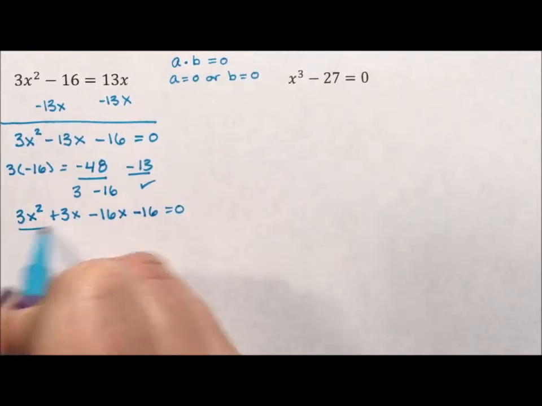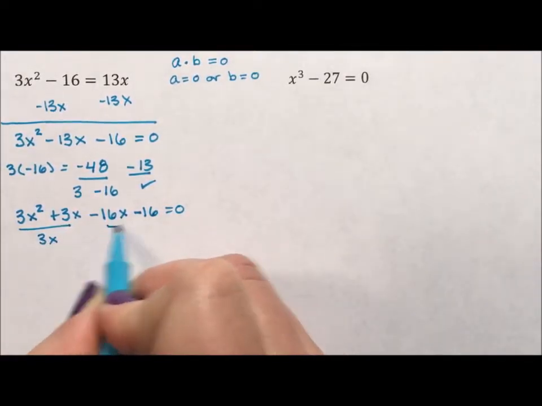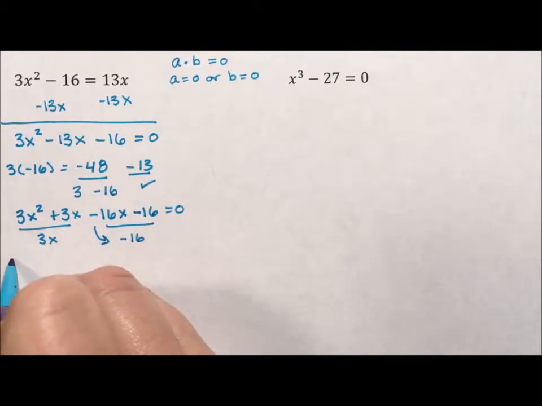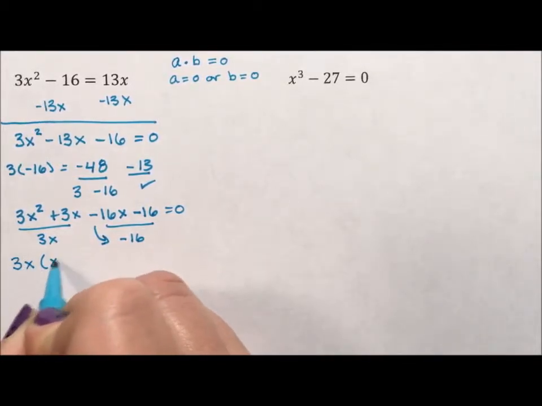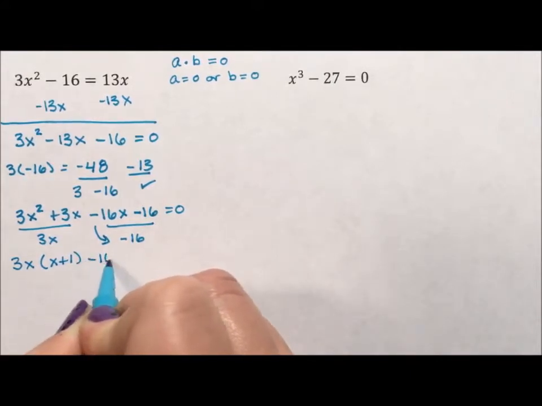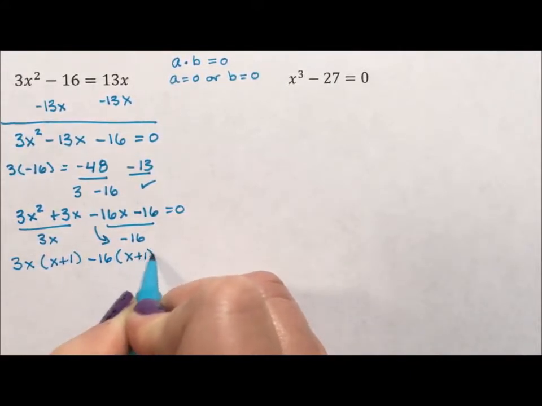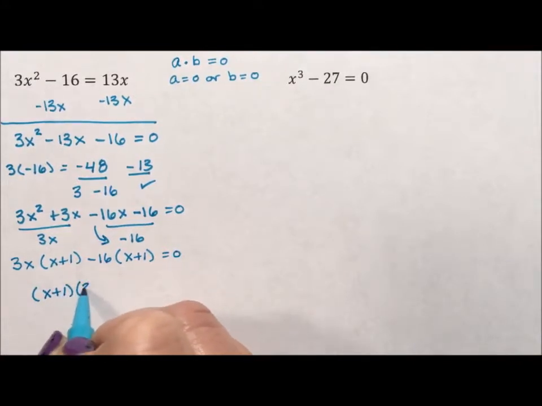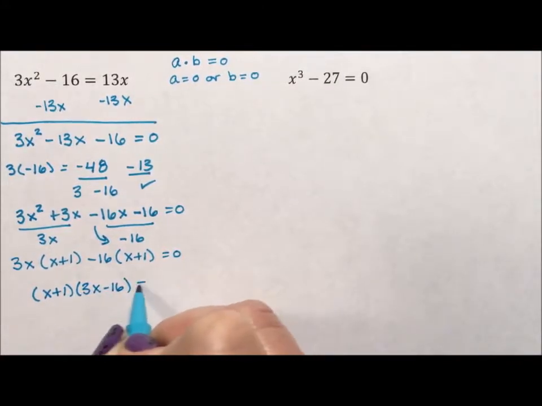equals 0. I'm going to pull a 3x out of the first two and a negative 16 out of the second two terms. 3x times x plus 1 minus 16 times x plus 1 equals 0, which gives x plus 1 times 3x minus 16 equals 0.